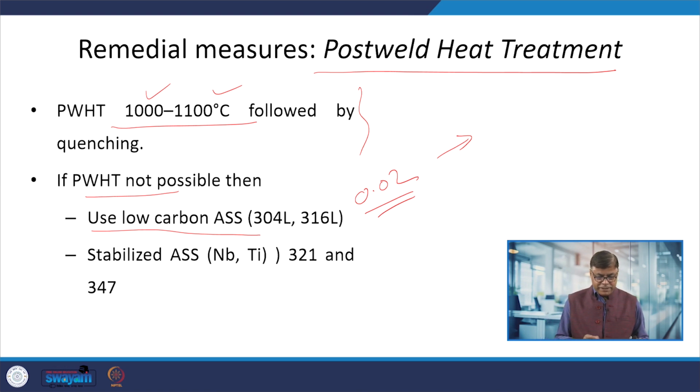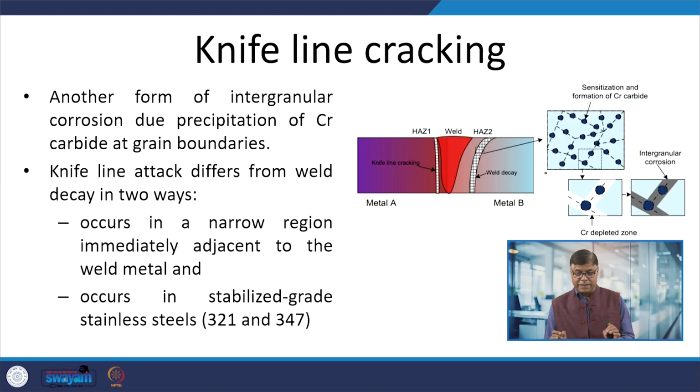The second way is to stabilize the stainless steel by niobium or titanium. These steels are already available commercially in the form of 321 and 347. These steels will not allow the formation of chromium carbide, but their own carbides are formed, like niobium and titanium carbides. So, the weld decay problem is avoided, but it leads to the knife line cracking problem. That is another kind of problem. So, why it happens, that is what we will be talking about in the next slide.